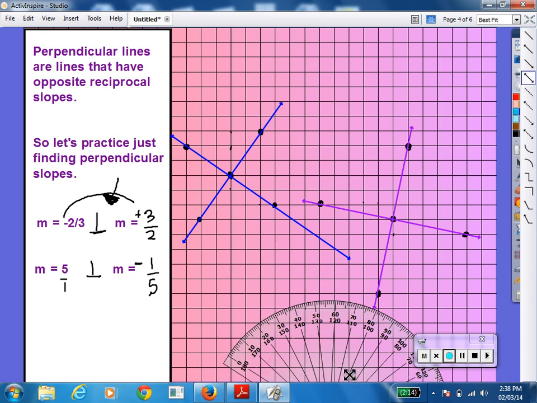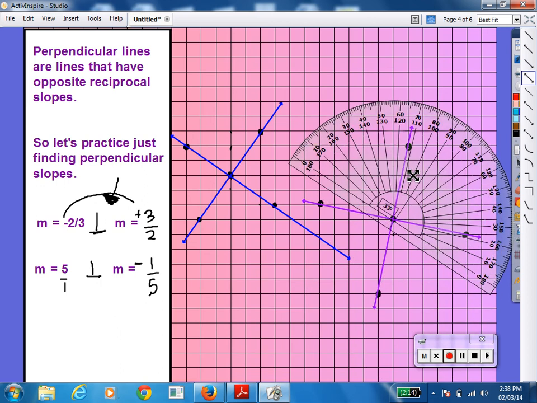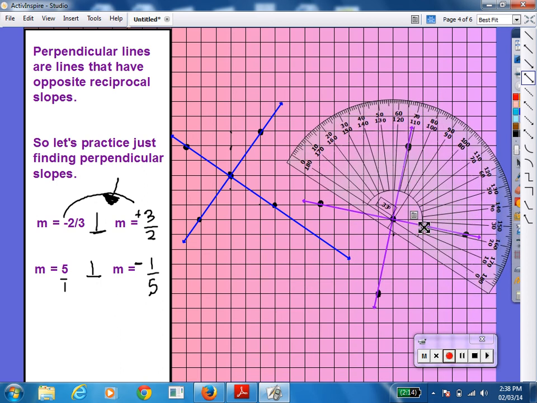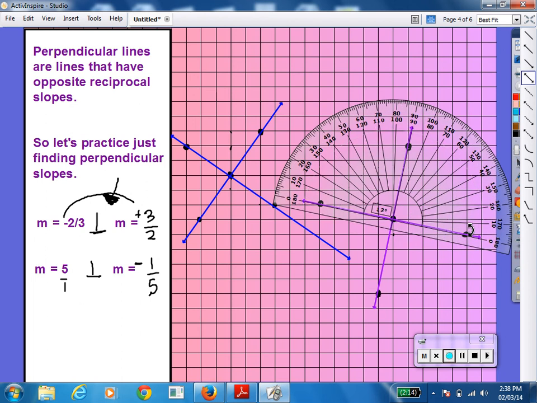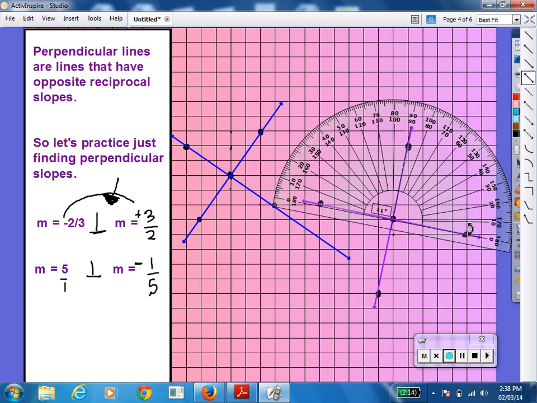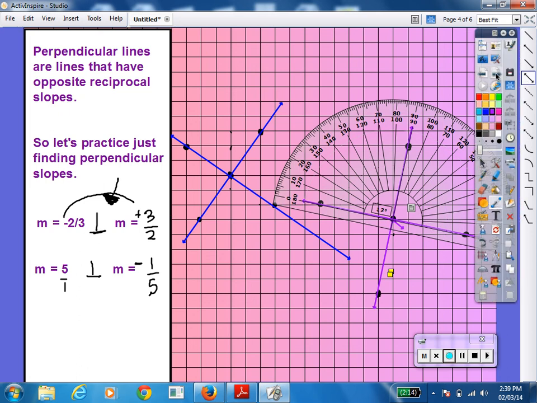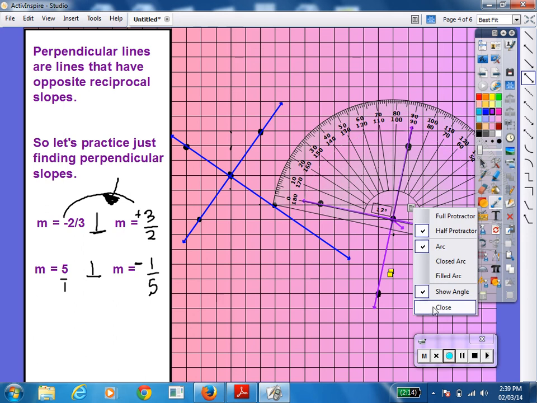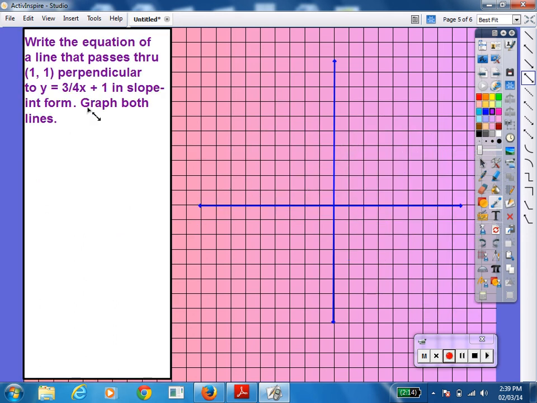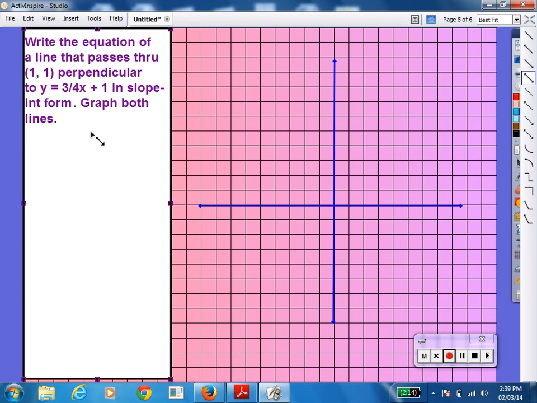Let's see if I can grab it here. There we go. I'm going to line that up on the vertex, or their intersection, and just turn it a little bit. Get it on 0. And again, you can see they're intersecting at 90 degrees. So perpendiculars: opposite, one's positive, one's negative, and reciprocal. They're flipped fractions. Okay? All right. So now that we know that, this isn't that big of a deal. It's not anything different. We just find the slope and we flip it.